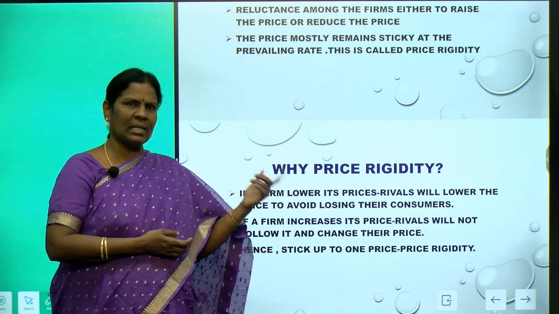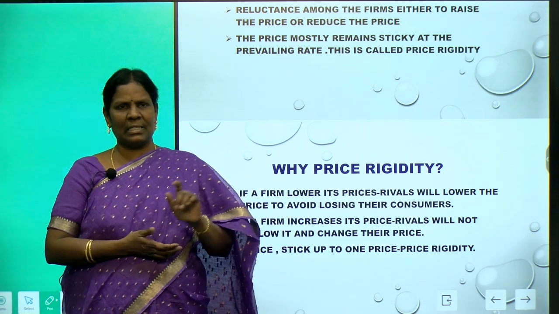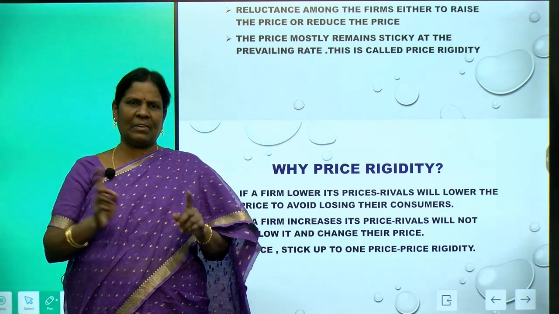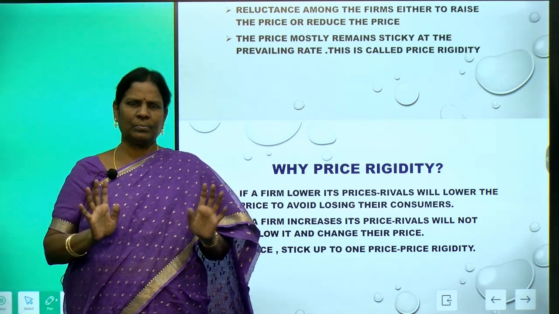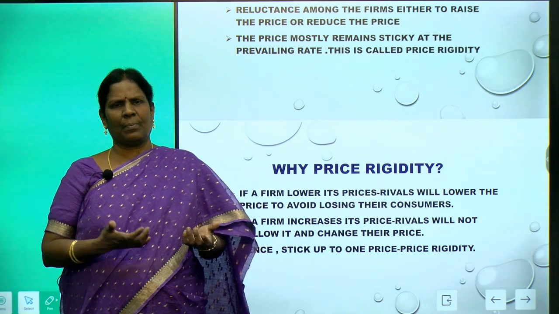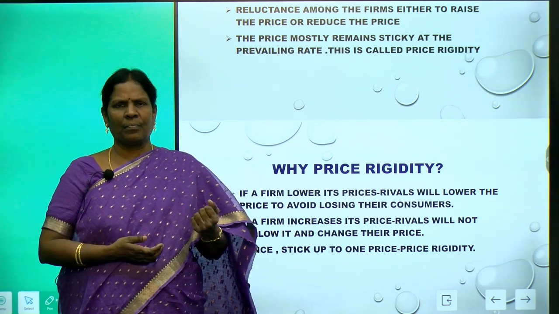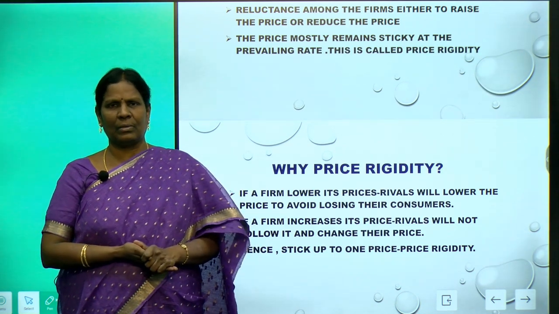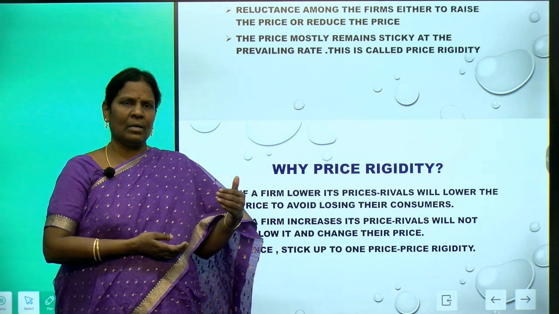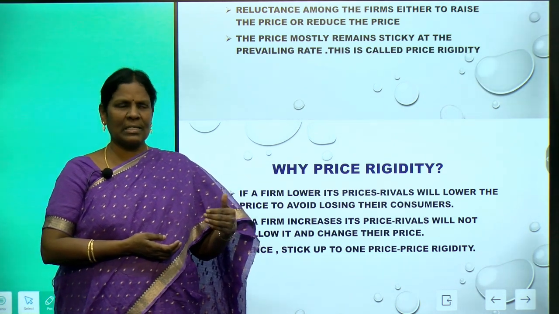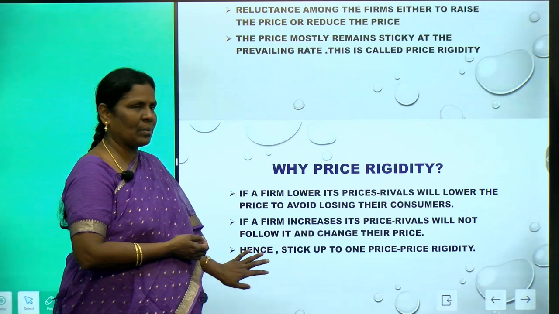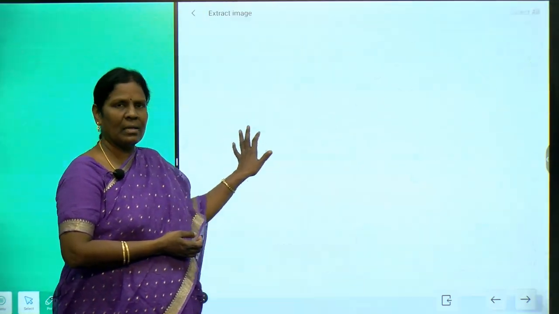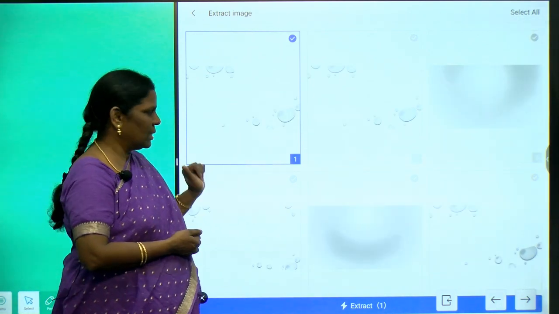No firm can increase the price, and no firm can decrease the price, because if any firm decreases the price, other rival firms immediately follow, so no benefit is obtained by the first firm. And if any firm increases the price, other firms may not follow, resulting in the firm losing consumers. That is the reason why there is price rigidity in the oligopoly market. I hope all are understood well regarding this price rigidity.